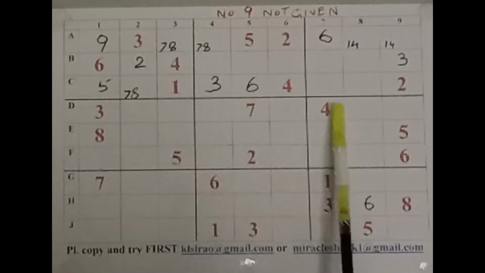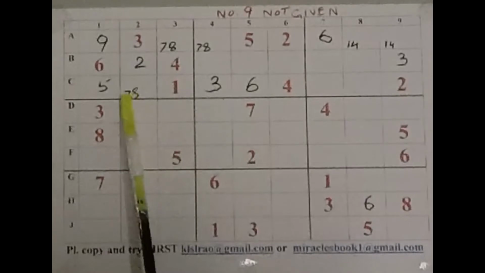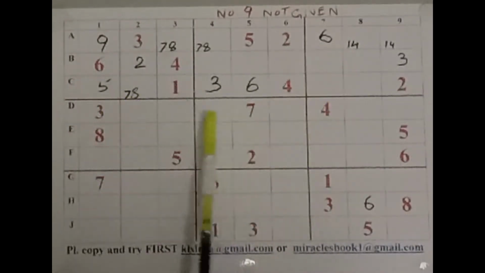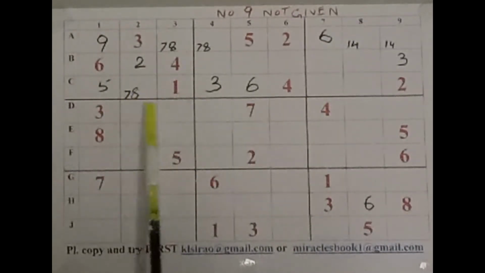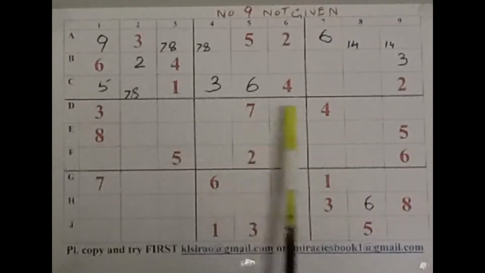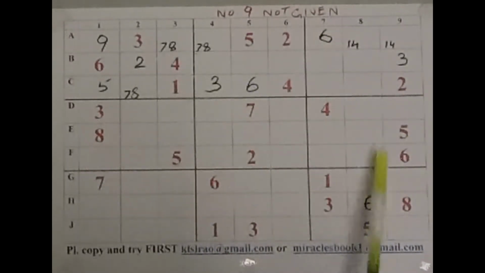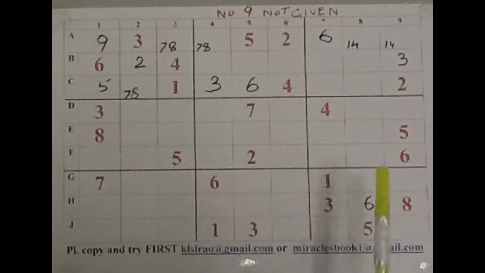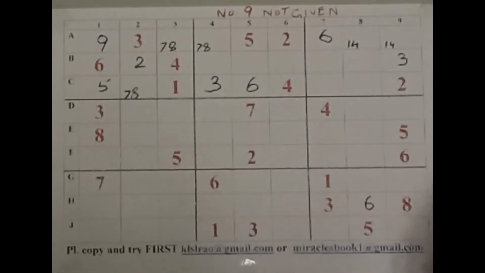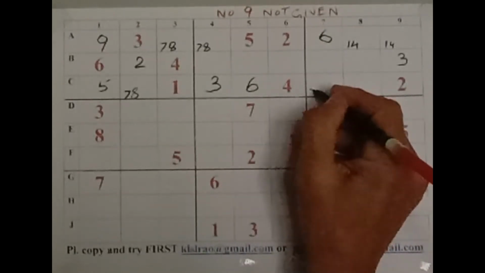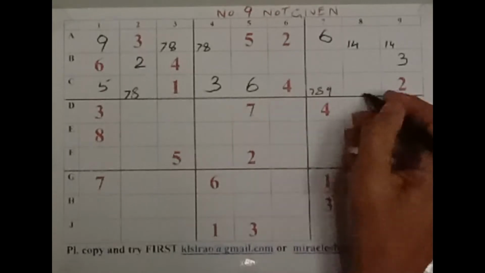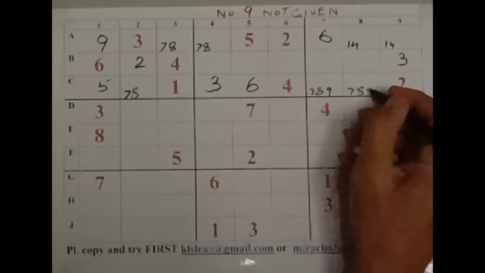Okay, now what shall we do with these 2 cells? In this row C, we require 7, 8 and 9. We don't have proper cross checks. Okay, let us allot them. Having done so much of work, we have investigated. So 7, 8 and 9 here, 7, 8, 9, okay.